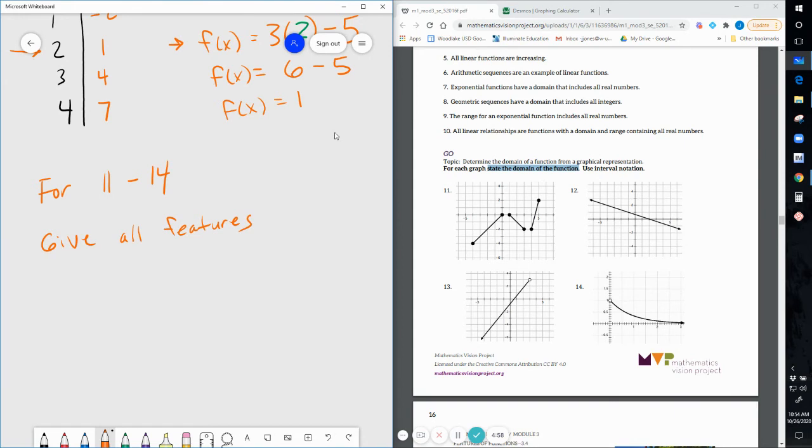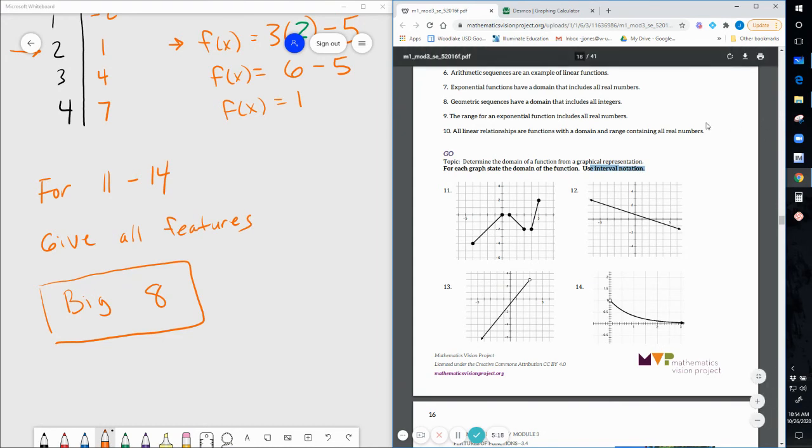So domain, range, minimum, maximum, increasing, decreasing, and x and y intercepts. Those are the big 8, if you will. Okay, the big 8. So make sure for those 4 you give the big 8 if you want credit. And interval notation is just talking about where it looks like this, right?